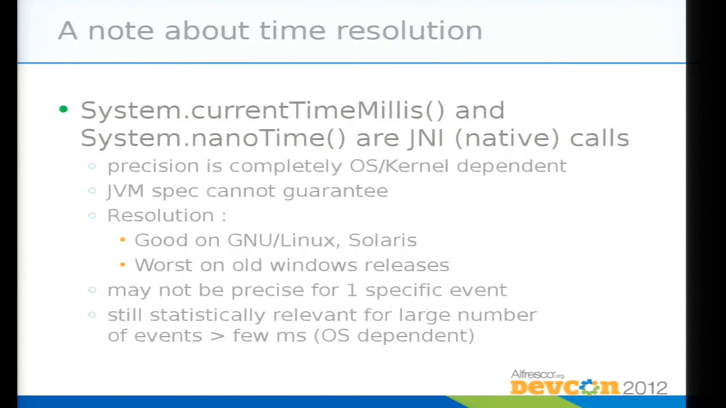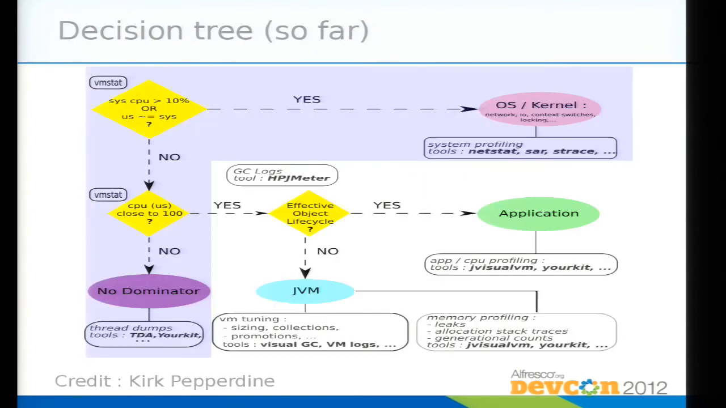A note about time resolution. I need to speed up because I'm quite late. There is System.currentTimeMillis and nanoTime. It's all native calls, so that's completely kernel dependent, and the JVM spec cannot guarantee anything. So watch out about that. It's good in Solaris and Linux. It's pretty bad in old Windows, so make sure you know about this. It may not be precise for one specific event, but what we care about is a large body of events, and then it will become statistically relevant. So we're talking about these two steps.